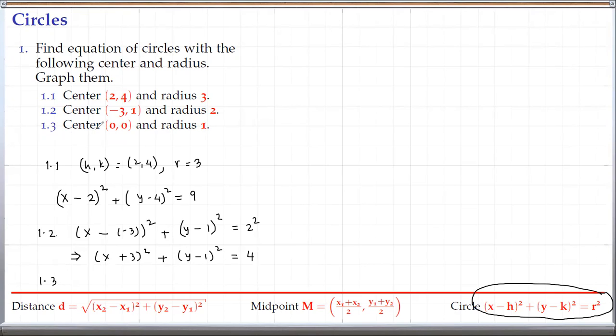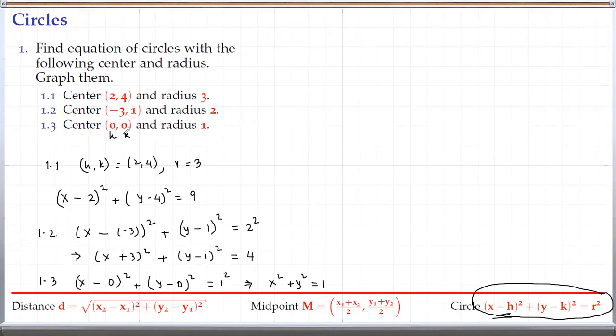For the third one, we have center (0, 0). That means the values of h and k are 0 and 0, and the radius is 1. So it will look like (x minus 0) squared, because we have x minus h squared, plus (y minus 0) squared equals r squared equals 1 squared. So this will give us x squared plus y squared equals 1 squared. This is the equation of the third circle.